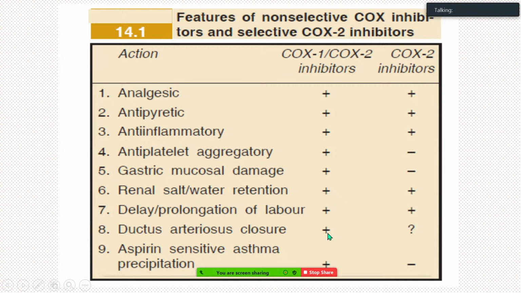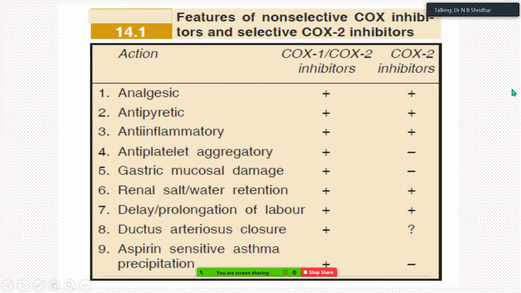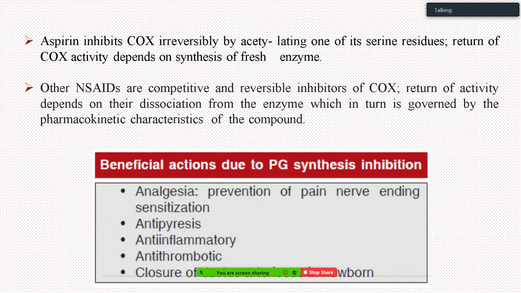Ductus arteriosus closure, so COX-1 and COX-1 are very good agents, and aspirin-sensitive asthma, especially with COX-1 and COX-2 inhibitors, which are going to affect asthma precipitation, whereas COX-2 inhibitors are not going to affect. And aspirin inhibits the COX irreversibly by acetylating one of its serine residues, and return of COX activity depends upon the synthesis of fresh enzyme. The other NSAIDs are competitive, reversible inhibitors of COX, and return of activity depends upon their dissociation from the enzyme, which in turn is governed by the pharmacokinetic characteristics of a particular compound.